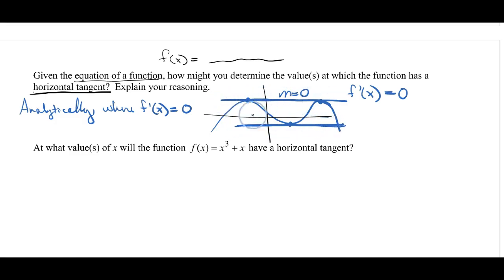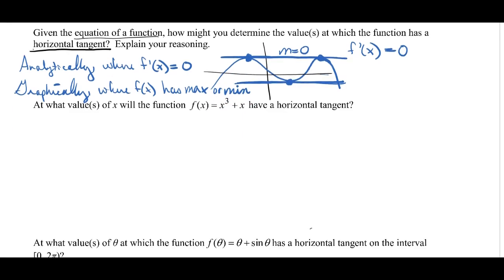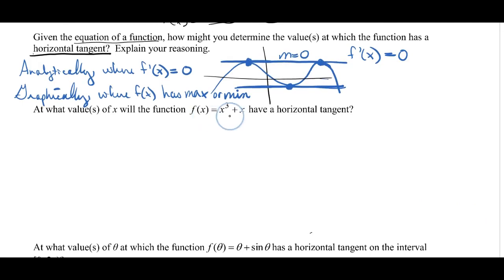Graphically, we can see that these horizontal tangents touch the function where it has maximums or minimums. So graphically, where f of x has a maximum or a minimum, relative maximum or relative minimum. So applying that information, in this question, where would this function have a horizontal tangent? And again, we said we have a horizontal tangent analytically where the derivative equals 0.